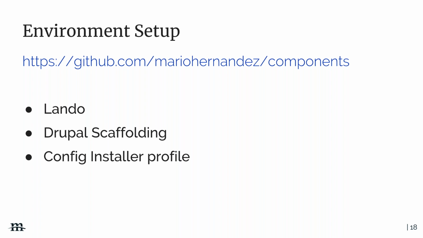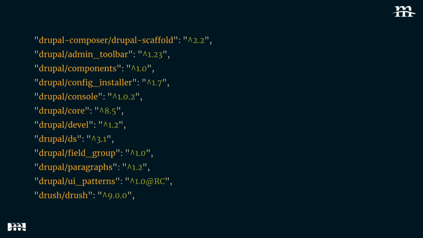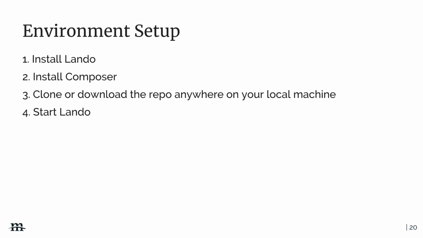So we grabbed the required modules and stuck them into a composer file. Right there, those are all the ones that we have. We really didn't need Drush because Lando brings its own Drush. But we wanted the admin toolbar, the components module, the latest core, Devel so that we could get the Twig Kint going, Display Suite, Field Group, Paragraphs, all that great stuff.